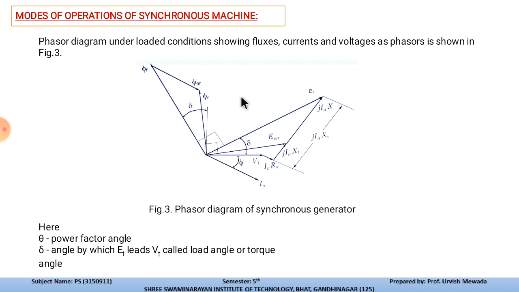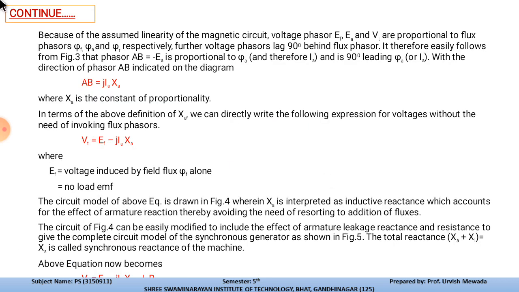The second mode is we can give excitation in the field winding. As we give excitation in the field winding, we increase the field flux, so more flux will be cut by the stator conductors, and that will produce more EMF. This is the working principle of the synchronous machine. Here phi is the power factor angle, and delta is the angle by which ET leads VT, called the load angle or torque angle, that we are going to vary for the different excitation modes.